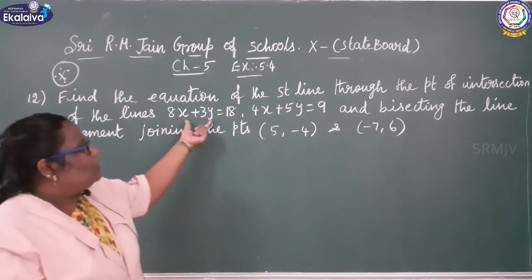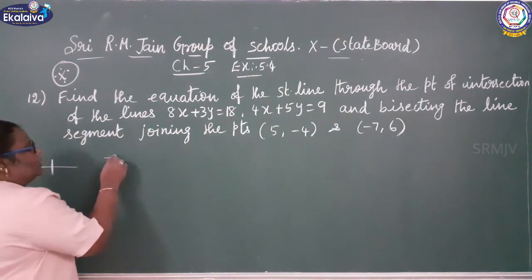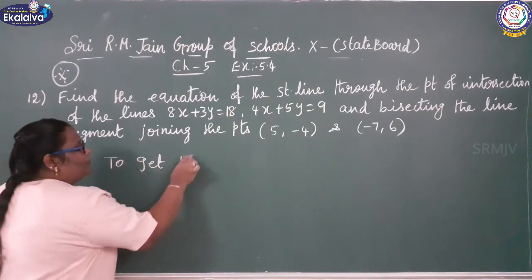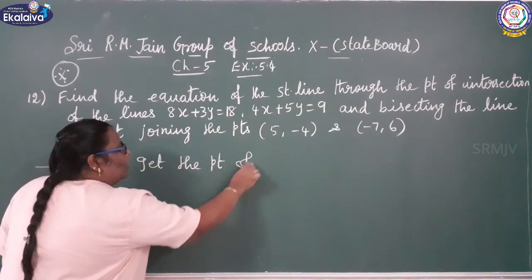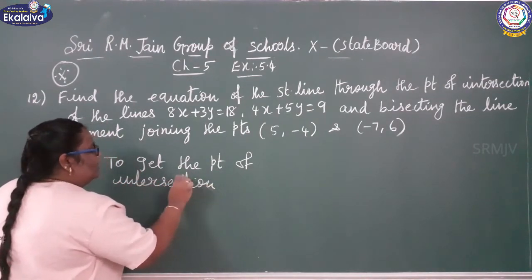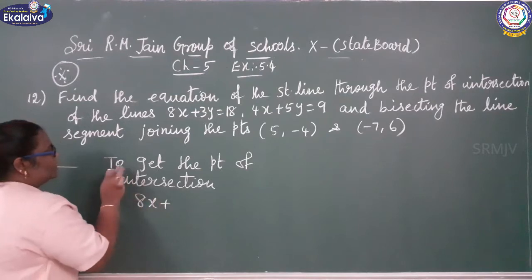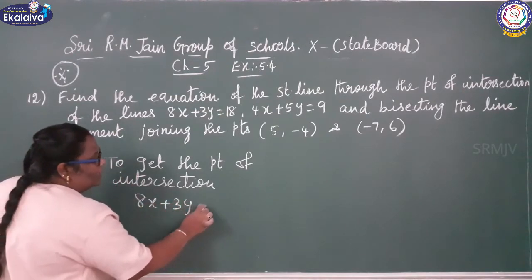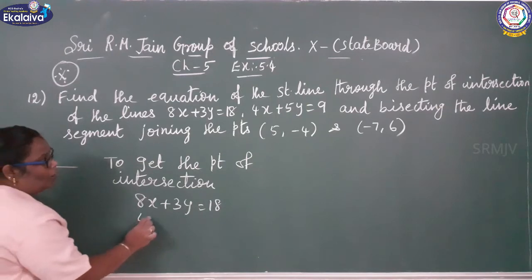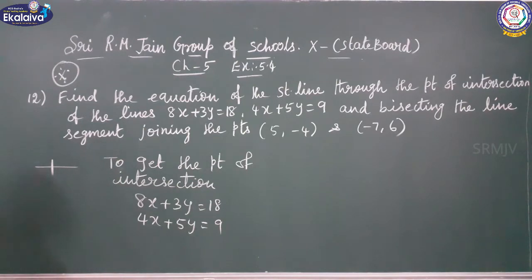First you can take these two equations. To solve the equations, you can get the point. To get the point of intersection: 8x plus 3y equal to 18, 4x plus 5y equal to 9.